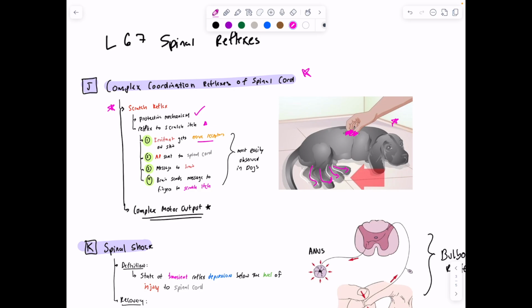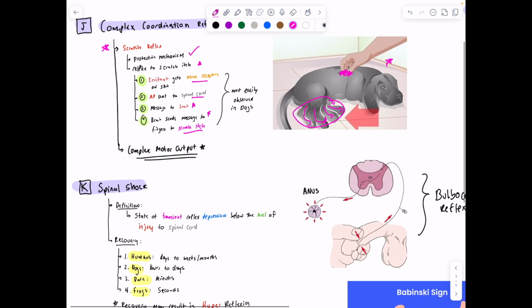It gets the nerve receptors on the skin, action potential sent to the spinal cord, then you get a signal sent to the brain, and then the brain sends a message to cause your hand to move, your fingers to move, in this case, this dog's leg to move. But it's more complicated than just cause flexors to contract and inhibit your extensors, right?